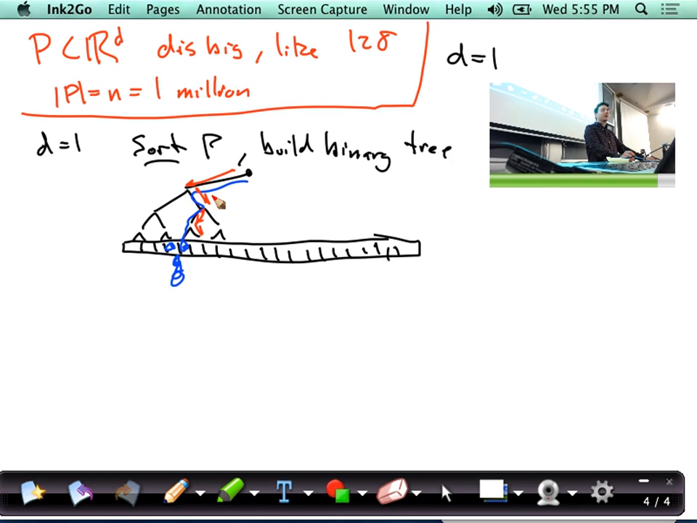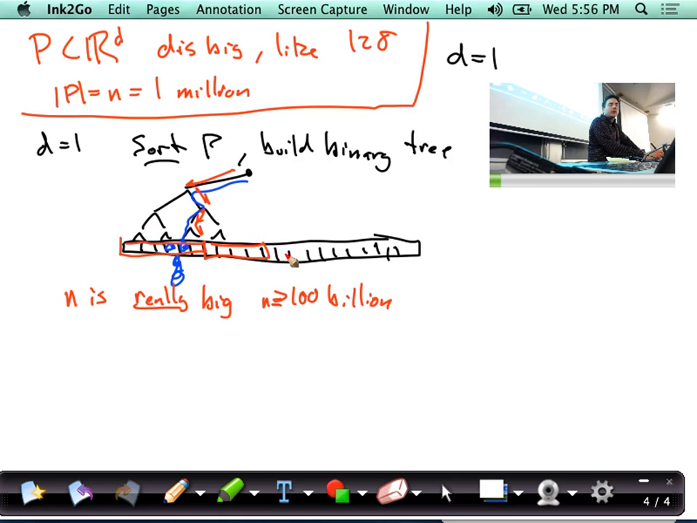So has anyone heard of a B-tree? If n is really big, I mean really big, like maybe 100 billion or larger, then this doesn't fit in memory, so you'll break it into chunks which do fit into memory. It'll probably be stored in some way like this, and so what you are going to use is what's called a B-tree.